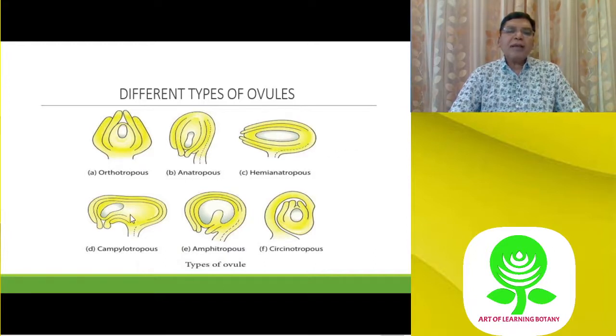Now this is called the campylotropous ovule, because here there is no direct symmetry between the micropyle and the chalaza. It's very curved and you'll find the micropyle comes toward the funiculus. Now this is called the amphitropous ovule, where you find the nucellus is horseshoe shaped and the micropyle is very close to the funiculus.